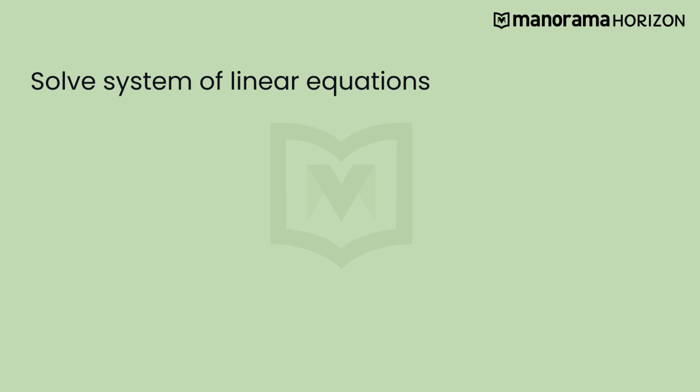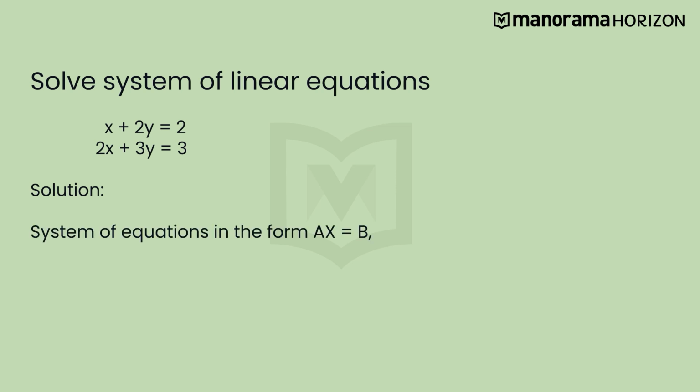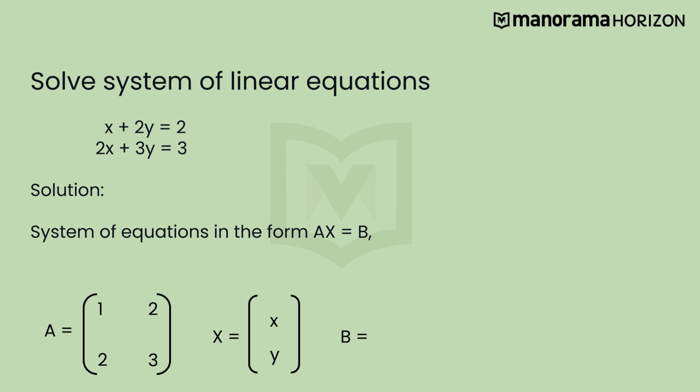So, the system of linear equations x plus 2y is equal to 2, 2x plus 3y is equal to 3. Now, we know the given system of equations can be written in the form AX is equal to B, where A is equal to 1, 2, 2, 3. What will be your X? X is equal to x and y, the variables in the equation. Now what will be B? B is equal to 2, 3, all the constants.